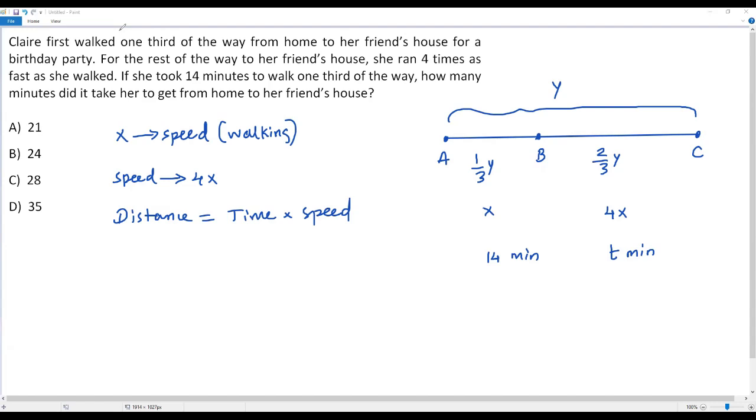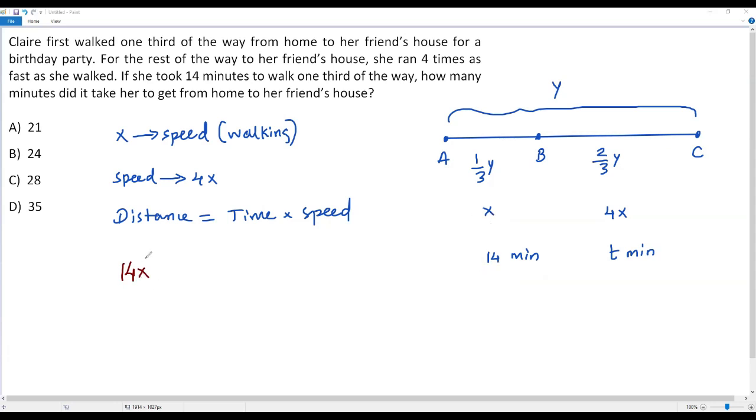Now let me consider this particular part, AB, 1/3 of the total distance. For this 1/3 of the total distance, she took 14 minutes to walk at the rate of x miles per minute or something like that. Anyways, this is the speed. Now let's calculate the distance AB. That is 14 times x. I just multiply the time and speed.